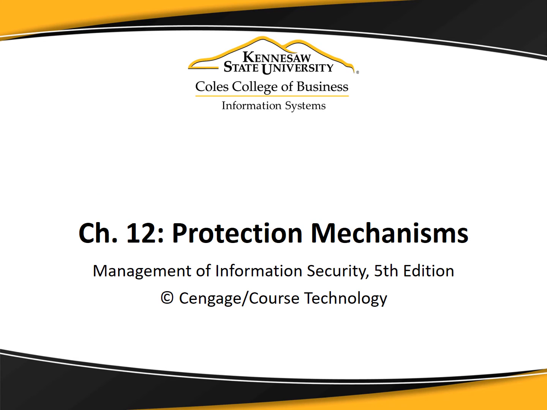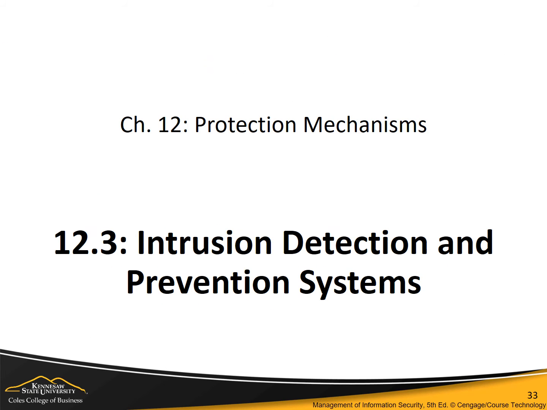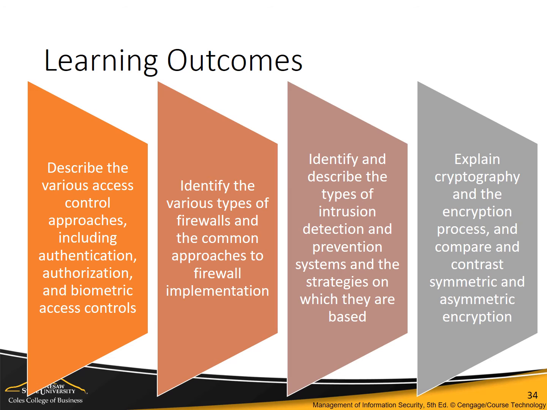We continue Chapter 12. Section 3 is Intrusion Detection and Prevention Systems. This section will cover the third learning outcome: identify and describe the types of intrusion detection and prevention systems and the strategies on which they are based.